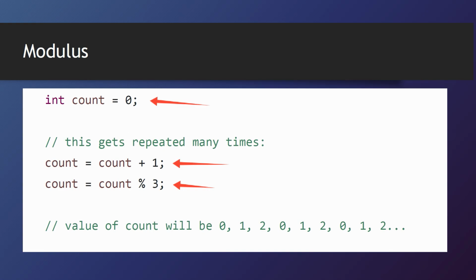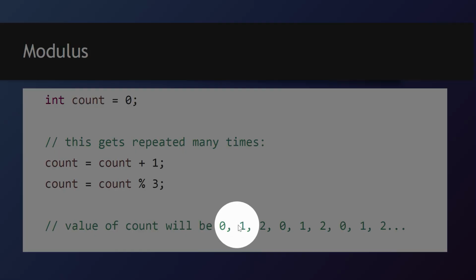And now let's say we repeat this over and over. So now, count is updated by 1, so it's incremented to 2. 2 mod 3 is 2, so the value is 2. Next, count is updated to 3. Well, 3 mod 3 is 0, so the value of count is now set back to 0. And that cycle repeats. So the value of count will be 0, 1, 2, 0, 1, 2, and so on.